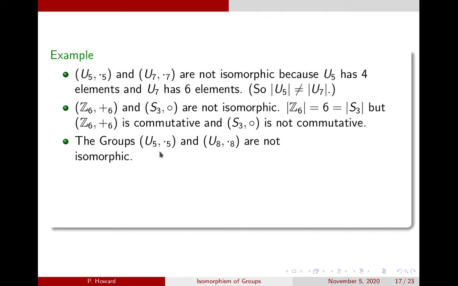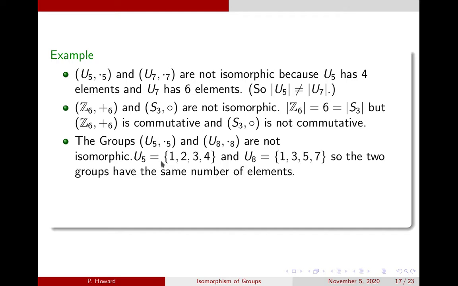The groups U sub 5 with the operation times sub 5 and U sub 8 with the operation times sub 8 are not isomorphic. They do have the same number of elements. U sub 5 contains the integers 1, 2, 3, and 4, and U sub 8 contains the integers which are relatively prime to 8. In other words, the integers whose greatest common divisor with 8 is 1. Or in other words, the integers from 1 through 7 which are not divisible by 2. 1, 3, 5, and 7 is U sub 8.